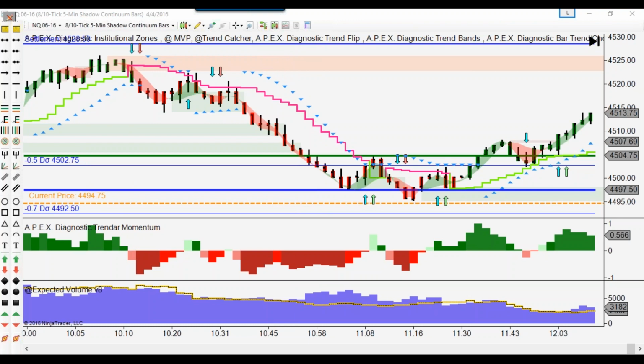Let's see here. Josh, if you buy the upper spread and sell the lower spread, what's that called? That is called a straddle. Okay, kind of straddling the fence there.